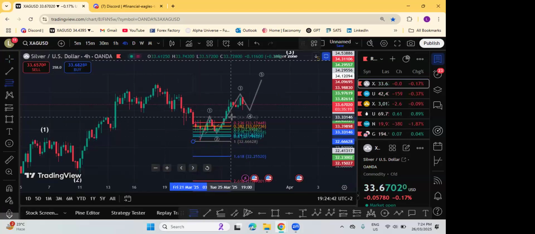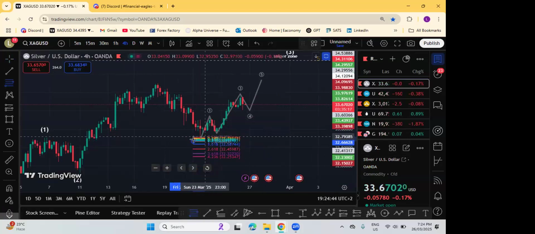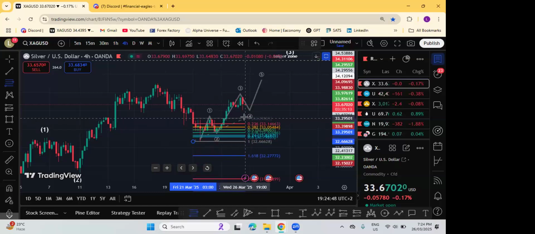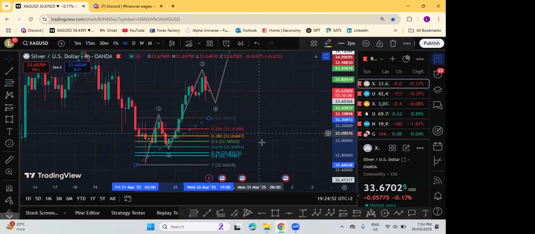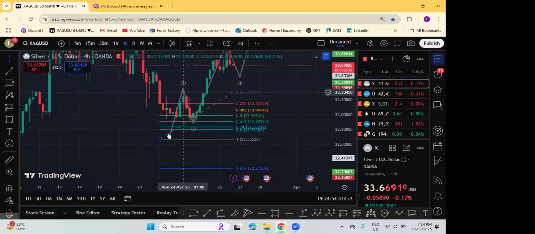wave 2 has retraced. So I start from 0 until this green candle, and I drag it to see how much those candles have retraced down. So it reached 0.618, meaning this is wave 2.